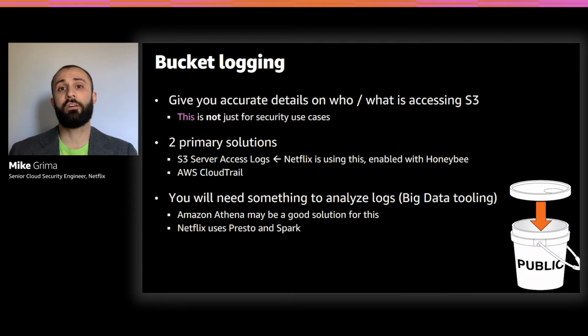There are two primary solutions that you can pick. One is the S3 server access log capability, which has been around for a very long time with S3. And in fact, this is the one that we're using at Netflix, and we enable this capability through Honeybee. Since then, however, since we developed this, Amazon has beefed up CloudTrail, where now CloudTrail can track object operations as well. So this is another very good option that you can make use of too.